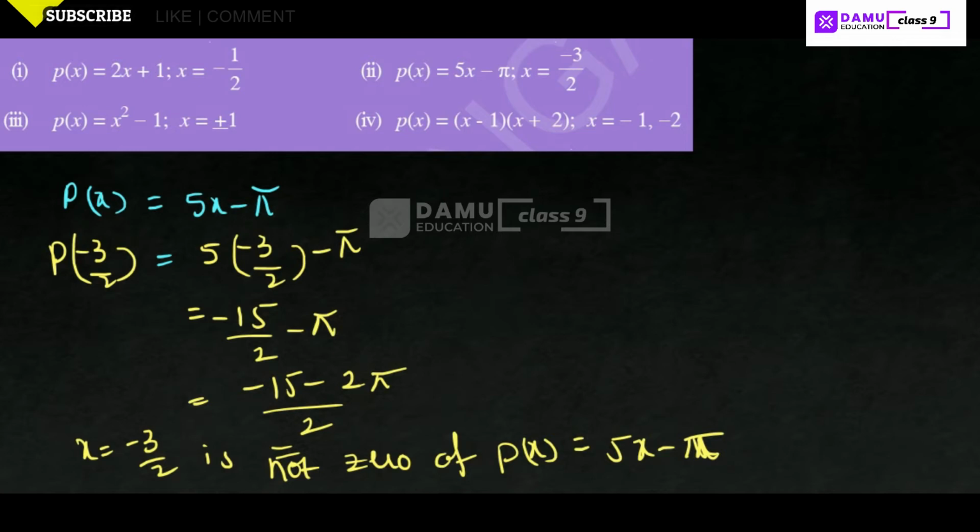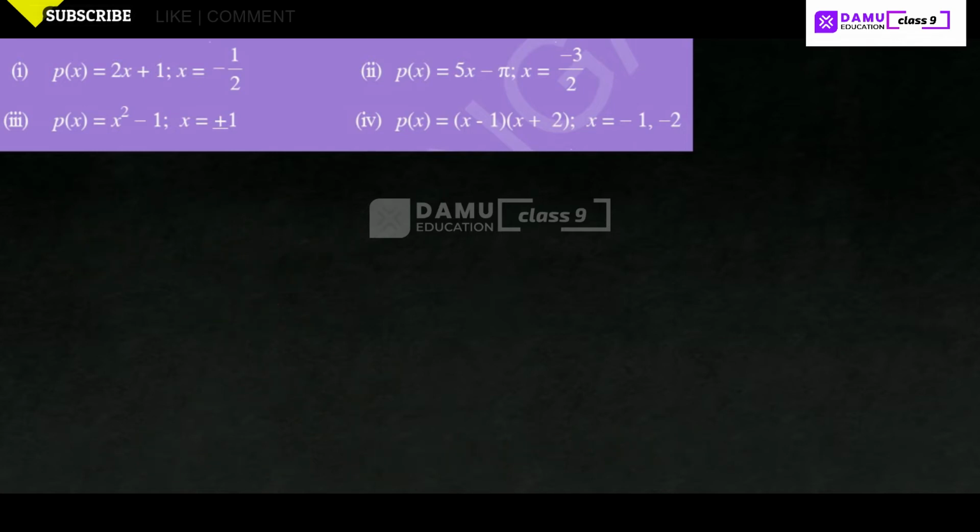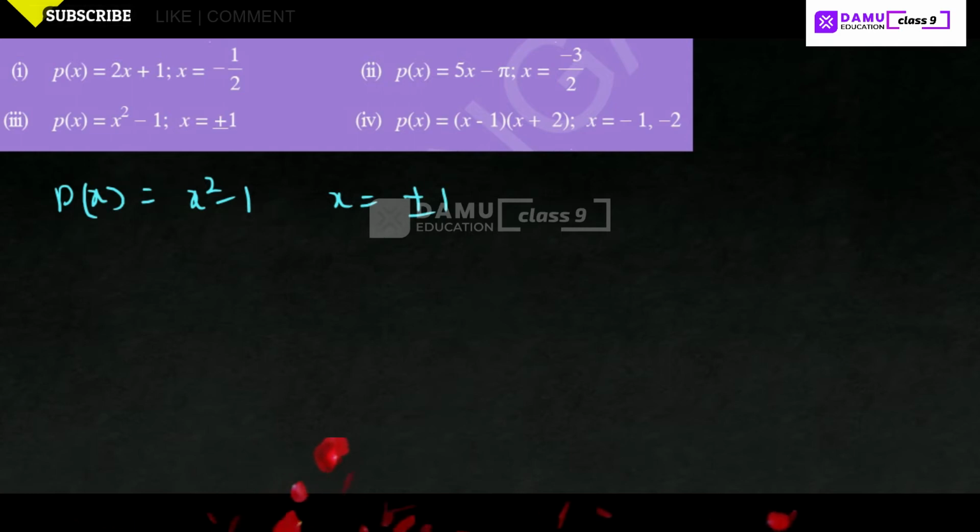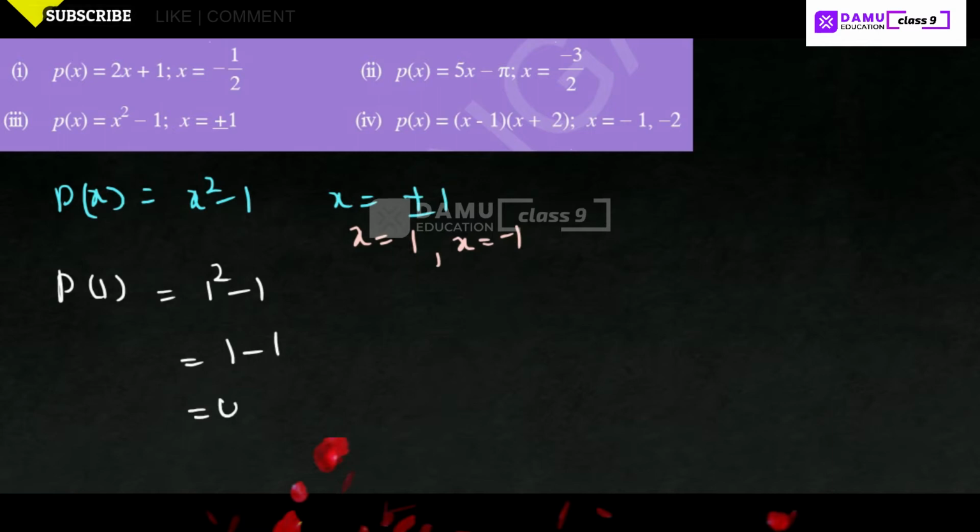Our next one, the third one, is p of x equals x square minus 1, with x equal to plus or minus 1. Plus or minus 1 means x equals 1 and x equals minus 1. We need to substitute both and check. So p of 1 we will take first. That is 1 square minus 1. That is 1 into 1, 1. Then 1 minus 1 is 0. Yes, x equals 1 is a zero.